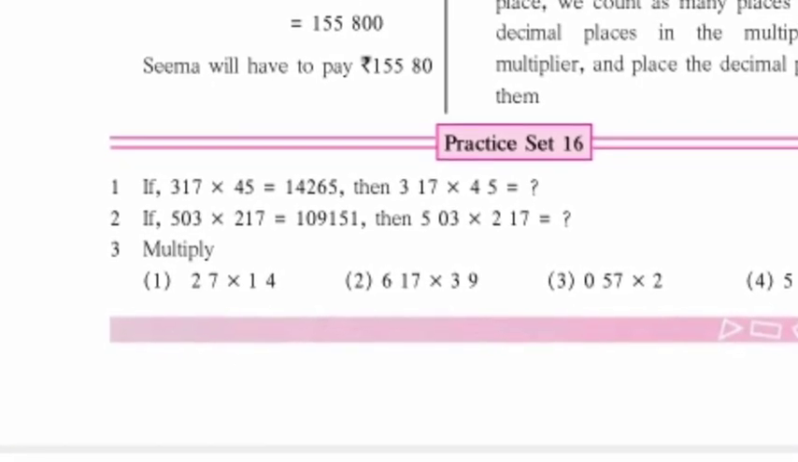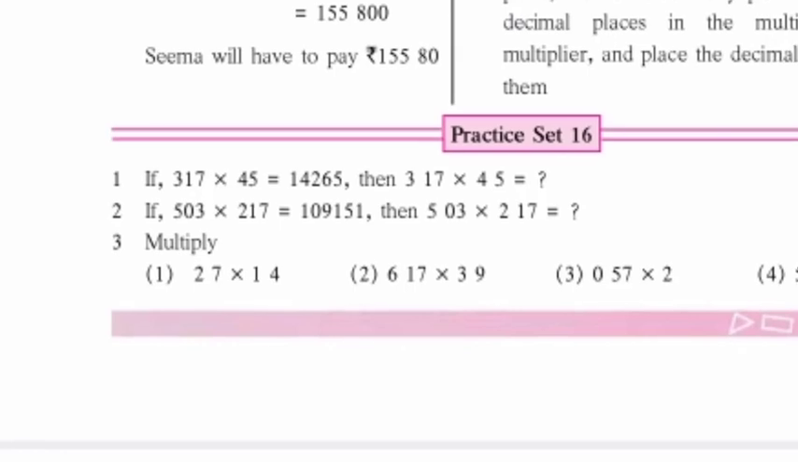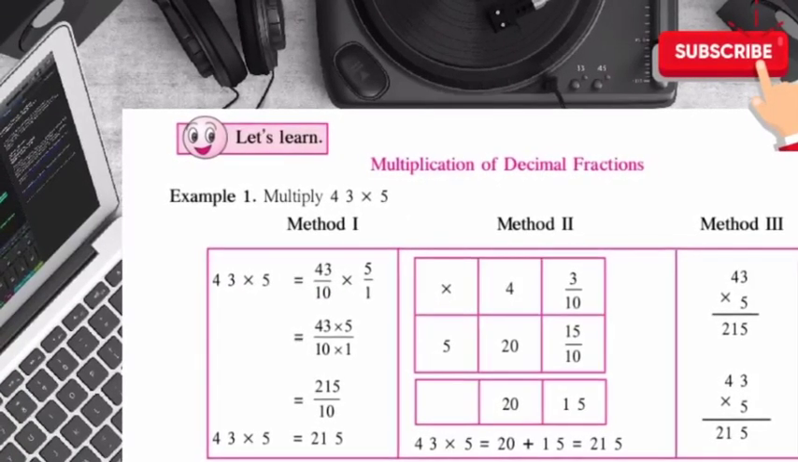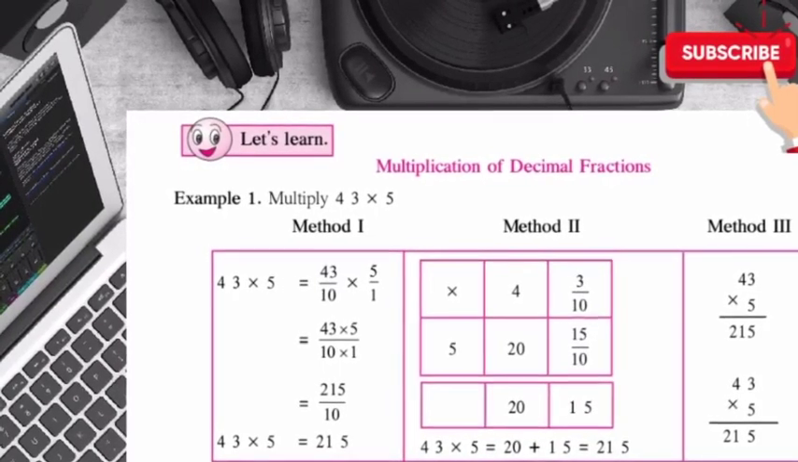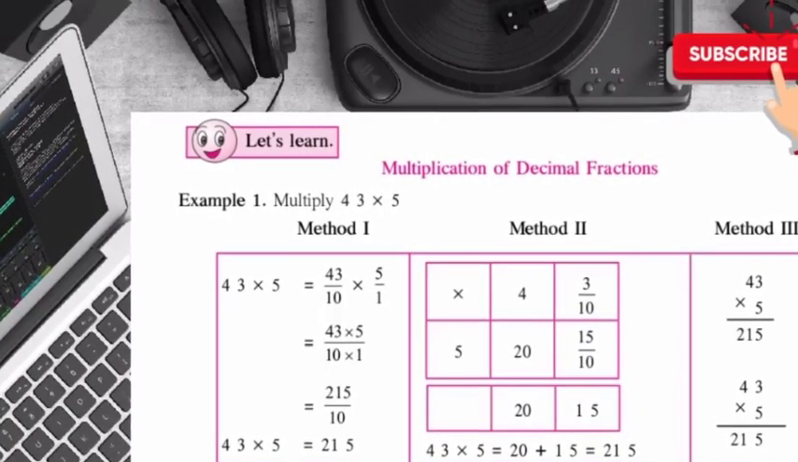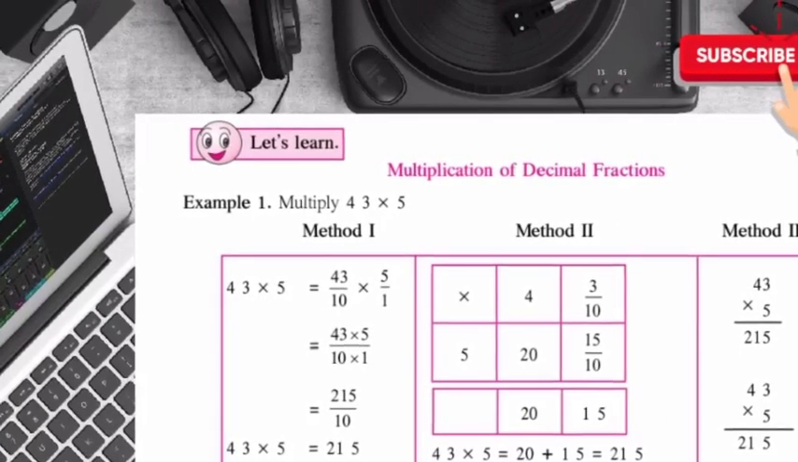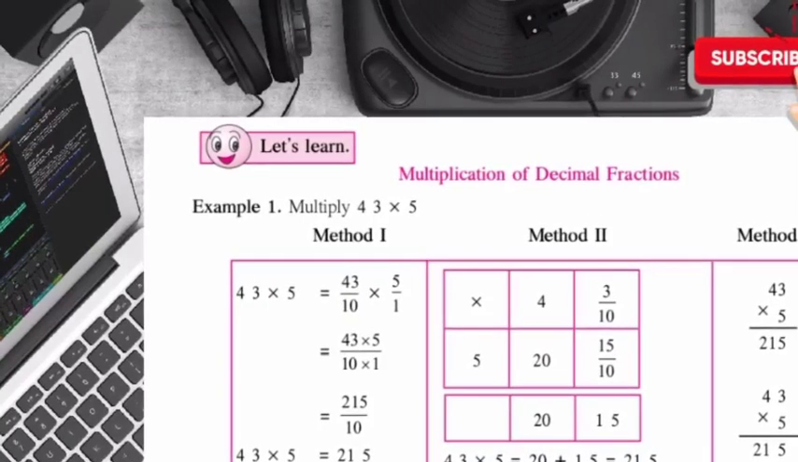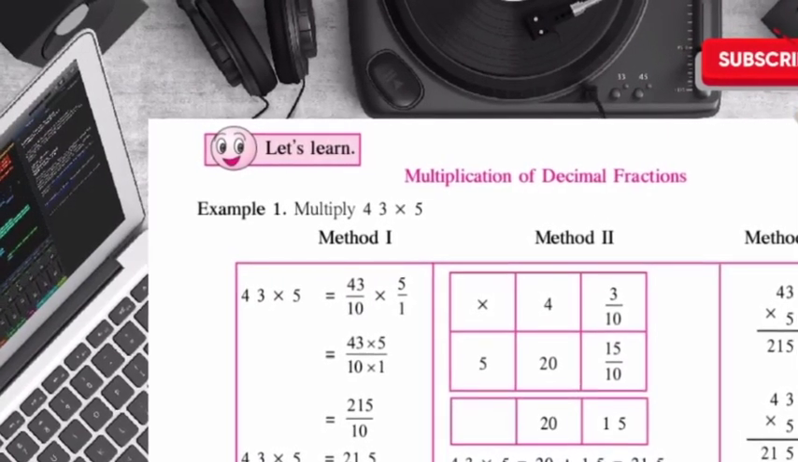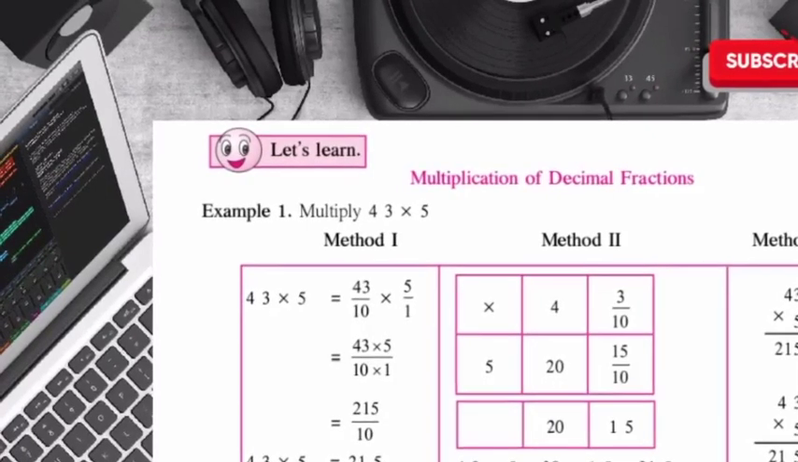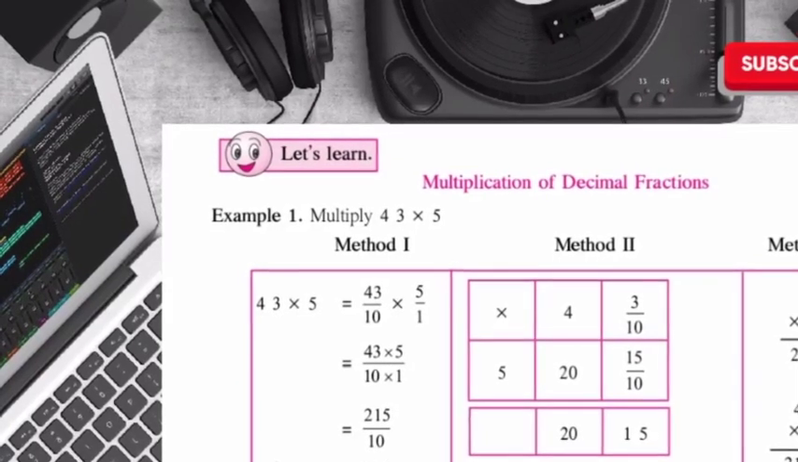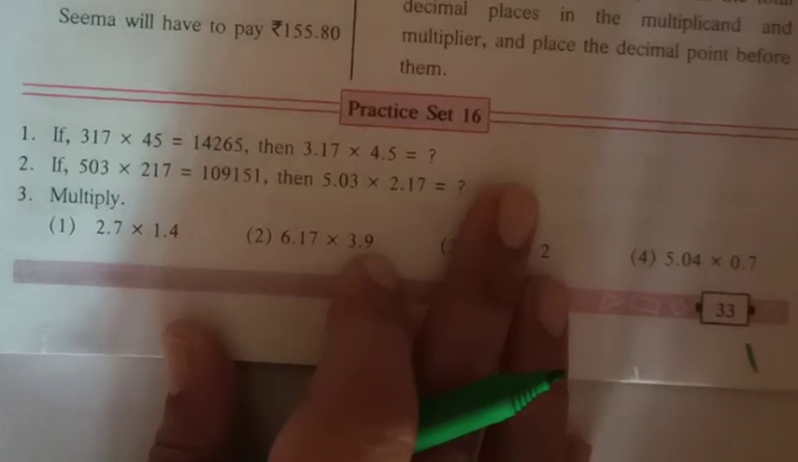Question number 1. Here 3 questions are given. First, we'll solve by the first method, then by the second method. Children, the method which you find easy, you can solve with that method. The first method: we will convert the decimal fraction into a fraction and then multiply it. Let us see practice set number 16.